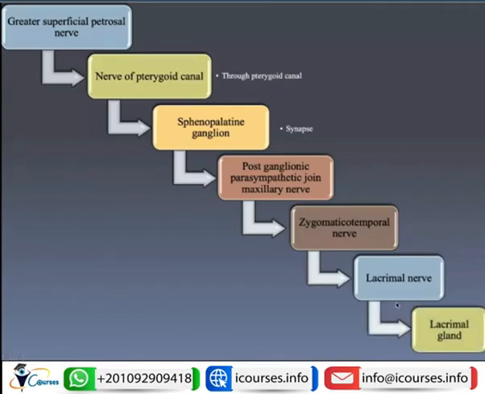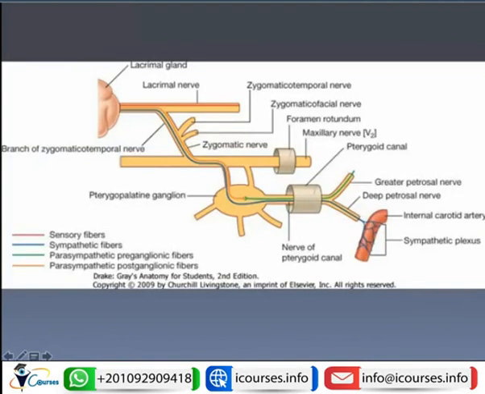So here is the journey of the nerve supply of the parasympathetic pathway of the lacrimal gland. So let's repeat it again. From the greater superficial petrosal nerve, the preganglionic parasympathetic fibers will continue with the greater superficial petrosal nerve until it is joined by the deep petrosal nerve, as both of them together will form the nerve of pterygoid canal or the Vidian nerve.